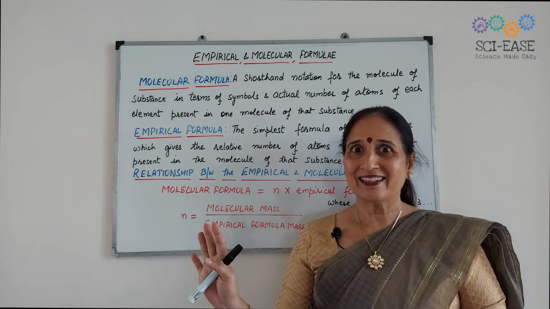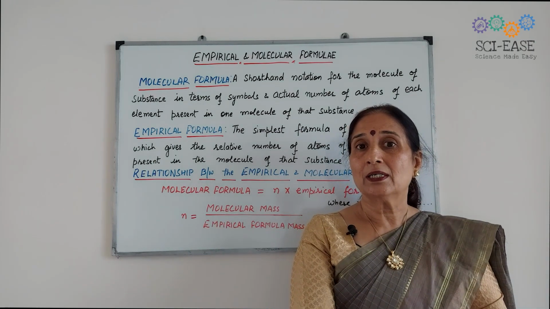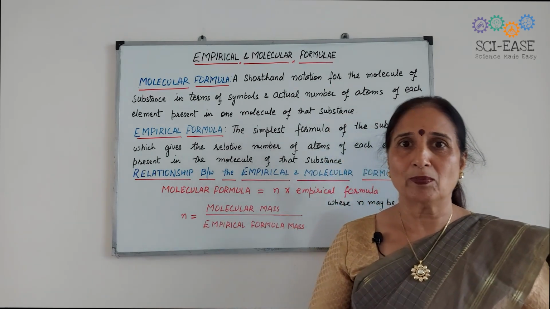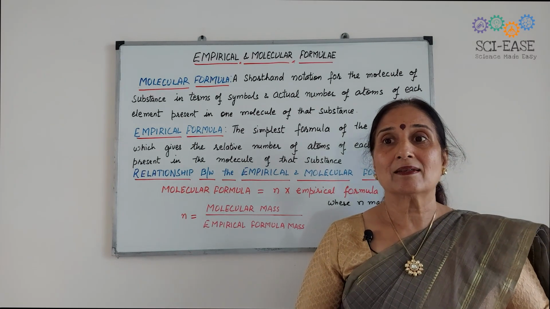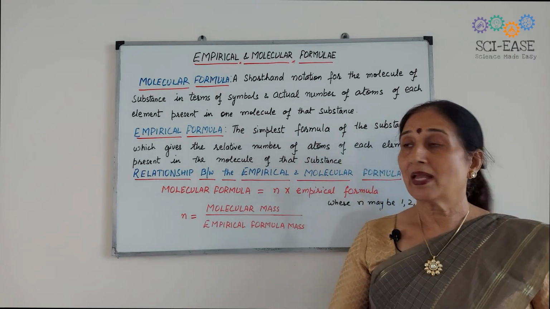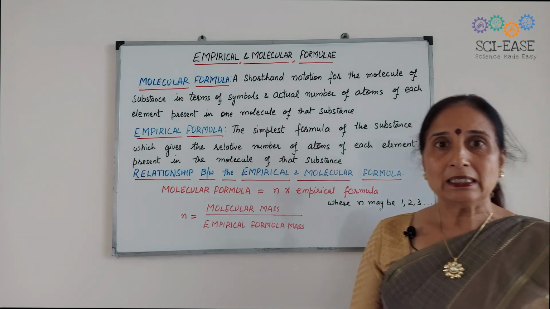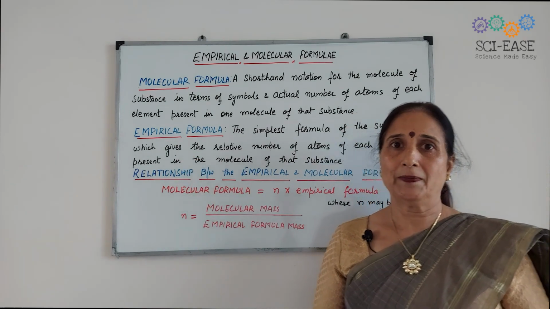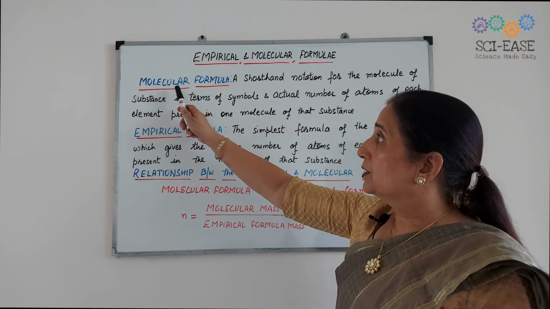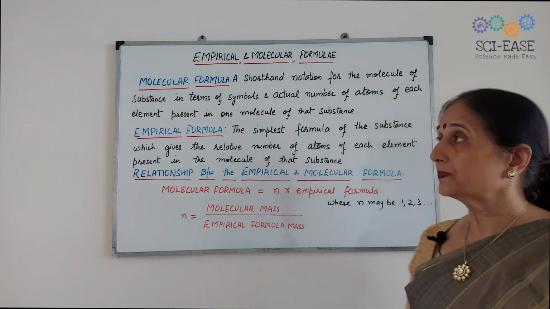So the two terms are clear, how we describe the molecular formula and where we describe the empirical formula. Now these chemical formulae are of three types. One is the molecular formula, second is the empirical formula, and third is the structural formula. Here, in this video, I will take up the first two, that is the molecular formula and the empirical formula.